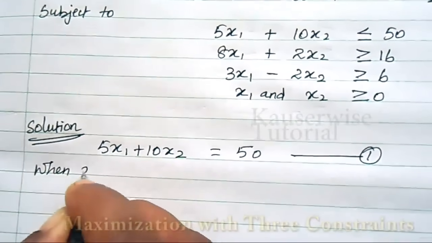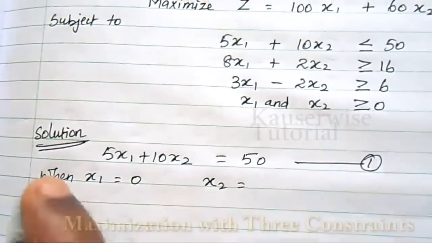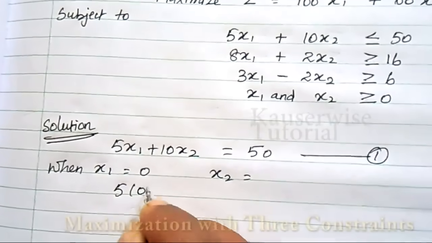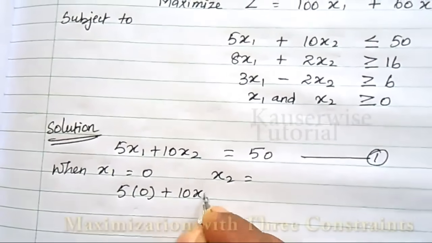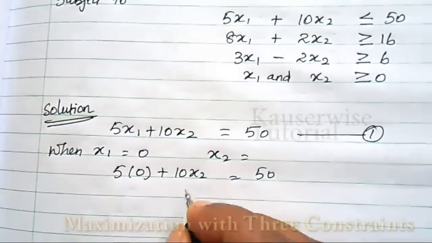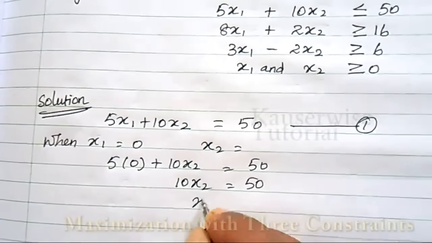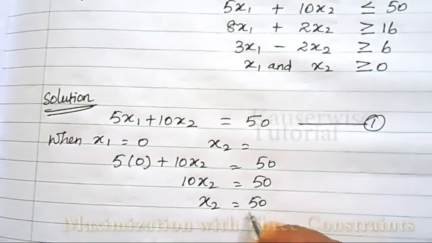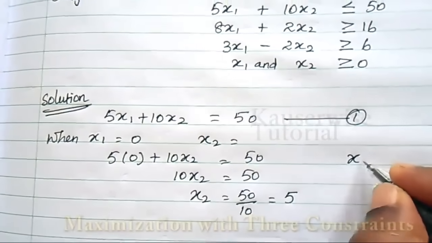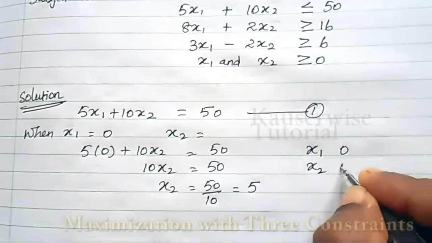When x1 is equal to 0, what is the value for x2? So just apply this value in the first equation. 5 x1 value is 0 plus 10 x2 is equal to 50. So 5 into 0, 0. So we have only 10 x2 is equal to 50. So x2 is equal to 50 divided by 10 is equal to 5. So when x1 is 0, x2 value is 5.